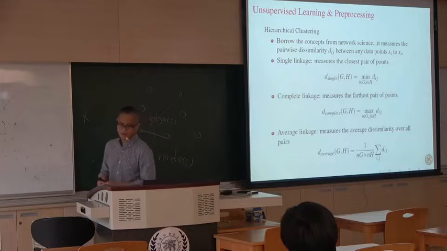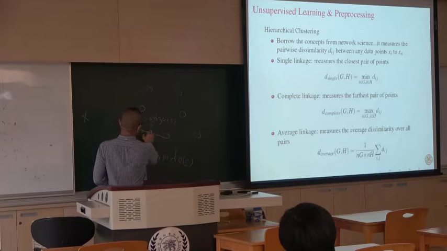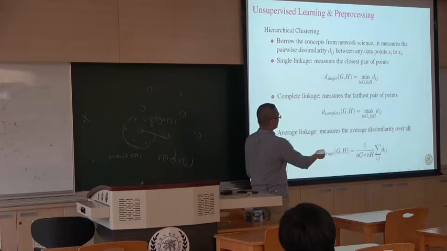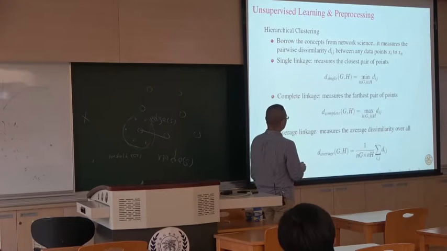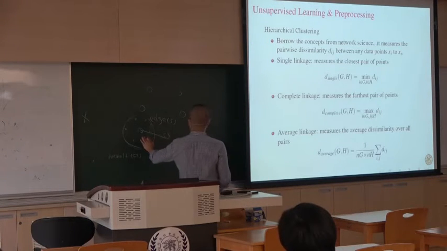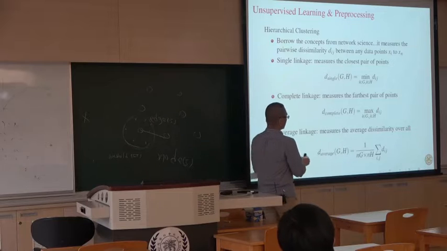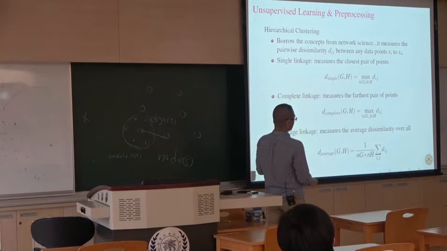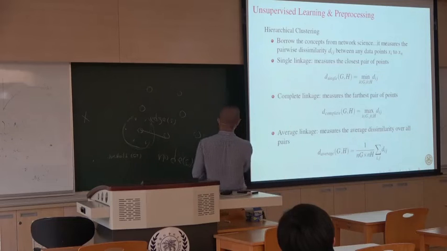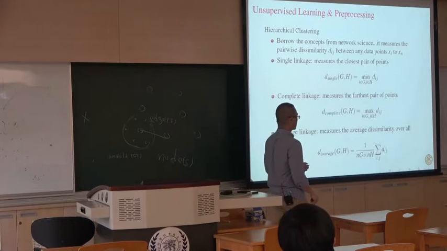So there are several related concepts. First, single linkage: you measure the closest pair of points, which means that we minimize such distance. Or there is complete linkage. That means how long it takes from one point to the point farthest away, and that distance determines the complete distance of the entire network, or simply you can say the entire data set, because the network consists of all the data.